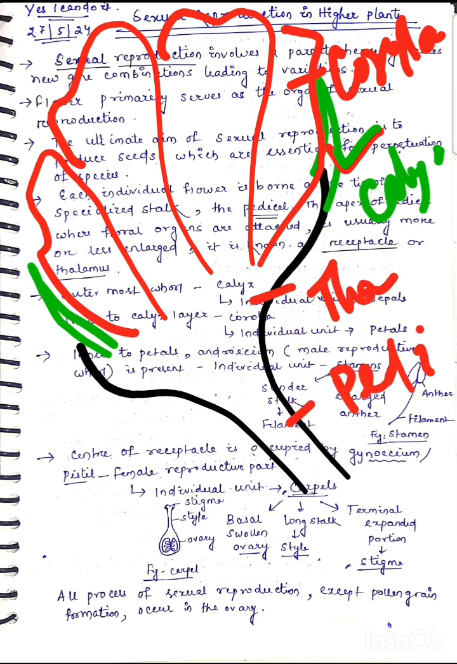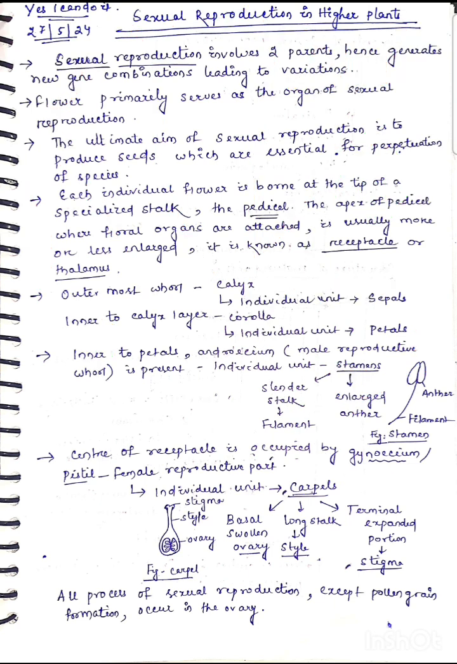Then inner to it the stamen or male reproductive part is present, then the female reproductive part. The two outer whorls of the flower, that is corolla and calyx, are called the accessory whorls, and the inner two whorls are known as the essential whorls because they take part in sexual reproduction. The center of the receptacle is occupied by gynoecium or pistil, which is the female reproductive part.